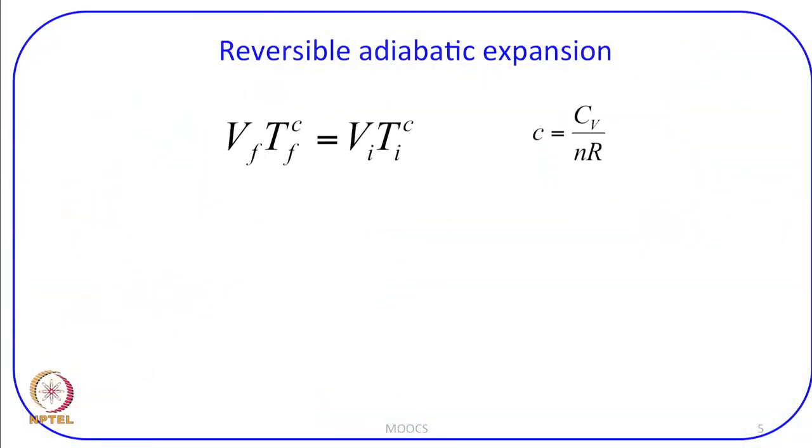Here we are going to derive two equations. First, Vf Tf raised to the power c is equal to Vi Ti raised to the power c, where this c is the ratio of heat capacity and R. The second equation that we are going to derive is PV gamma equal to constant, where gamma is the ratio of heat capacities at constant pressure and constant volume. Very easy derivation. Let us see how to get it.